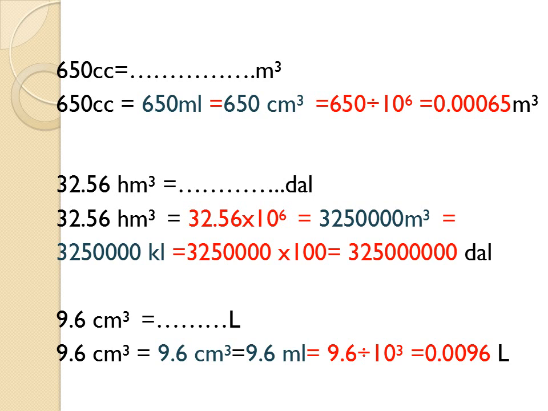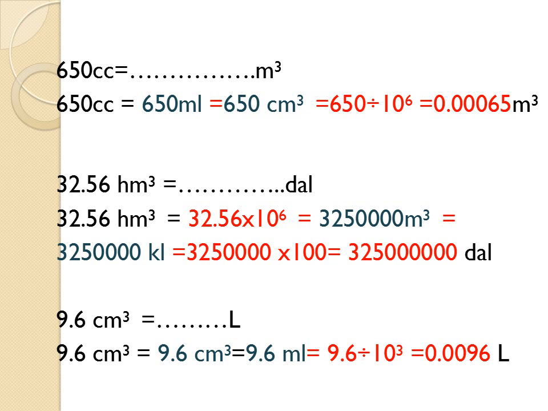In the next example we have 32.56 hundredths hectometer cube. We want to convert it to decaliter. How do we go from hectometer cube into decaliter? There are different stairs. How will we jump? Also by using bridges. What are these bridges? We know that from hectometer cube to meter cube we must multiply by 10 power 6. When I reach meter cube, okay, now it's easy for me to go to decaliter. Why? Because meter cube is the same as kiloliter.